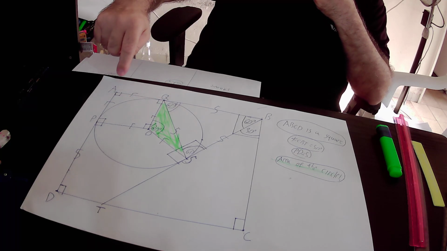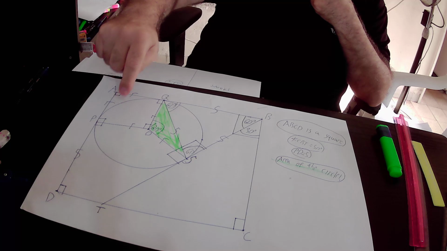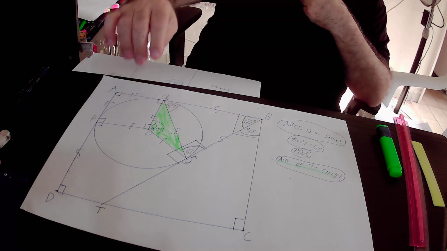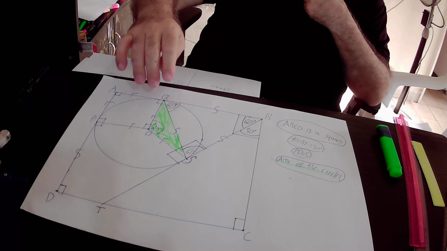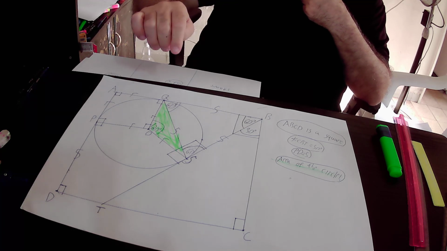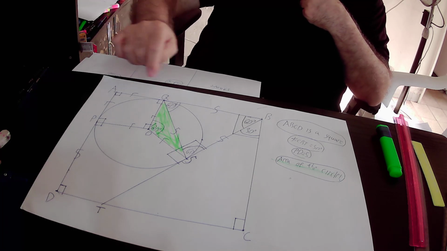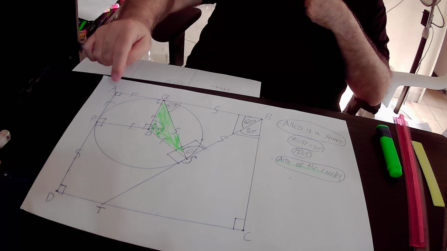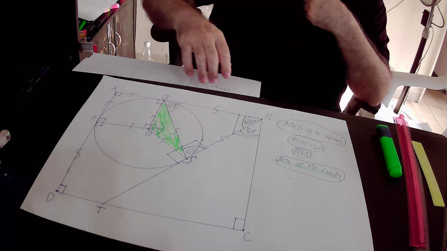So inside quadrilateral AQPO, we have 4 right angles. Therefore, quadrilateral AQPO is a rectangle. And we know that the opposite sides of a rectangle are equal to each other. That is to say, AQ equals PO. But we already found out that PO equals R.